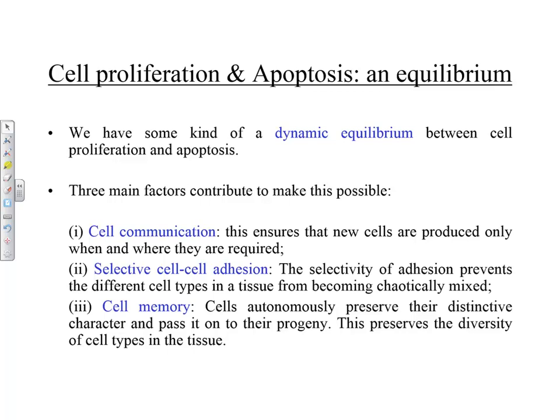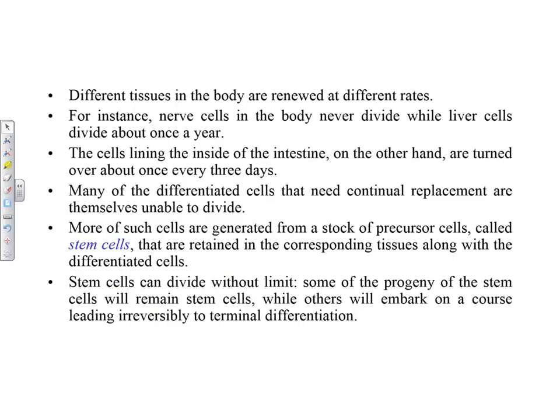Then there is also selective cell-to-cell adhesion. The selectivity of adhesion prevents the different cell types in a tissue from becoming chaotically mixed. Like if it's a liver cell, it'll stick with the liver cells. It's not going to get mixed up with other cells. And then also there is cell memory. Cells autonomously preserve their distinctive character and they will pass it on to their progeny. And this preserves the diversity of cell types in the tissue.